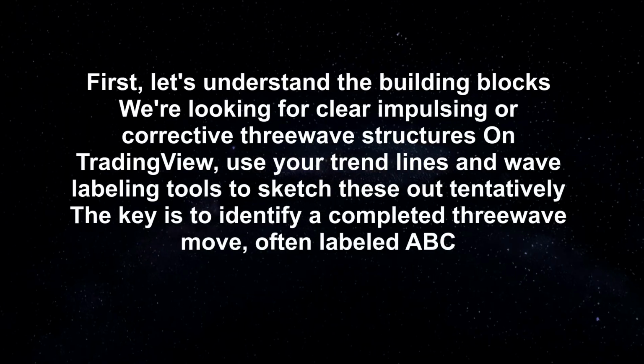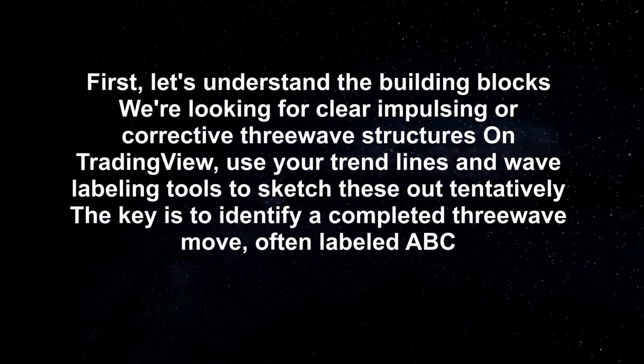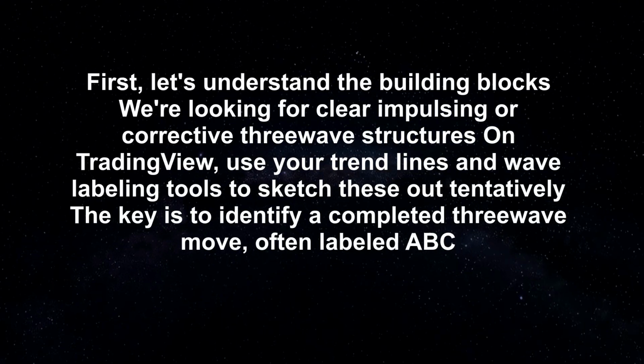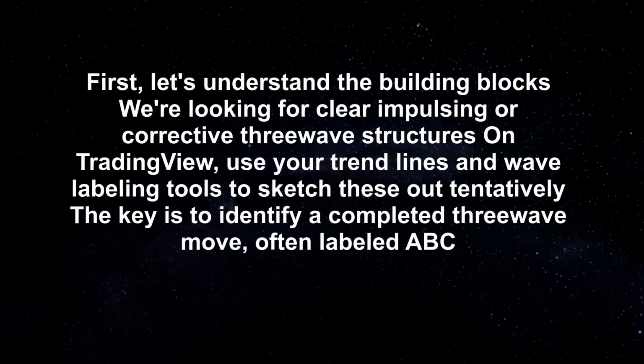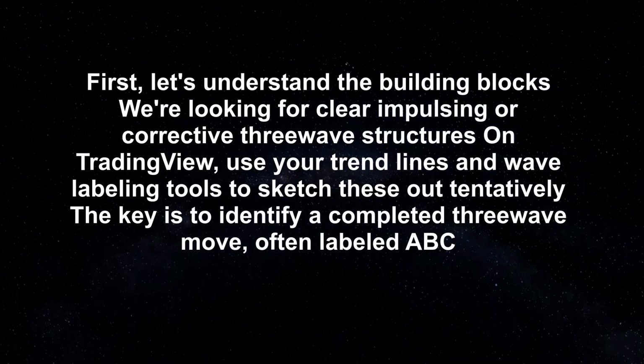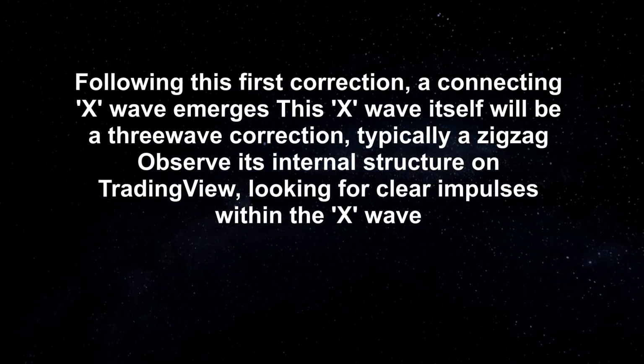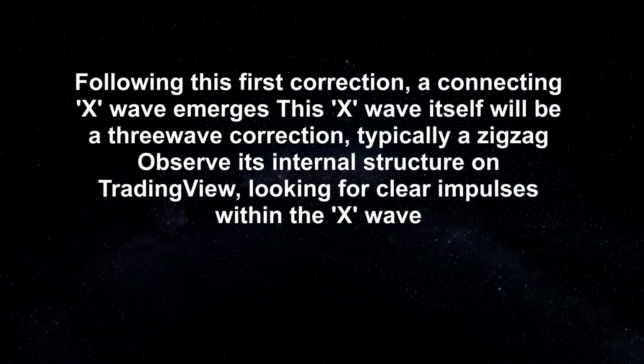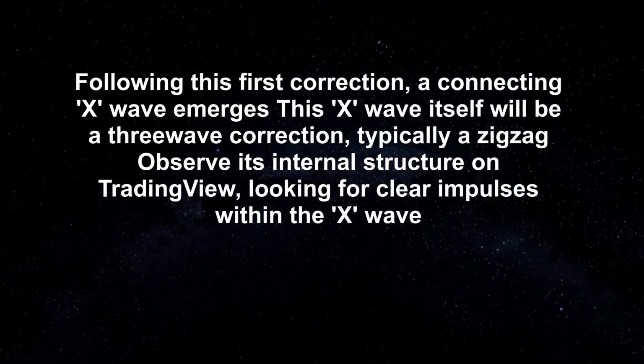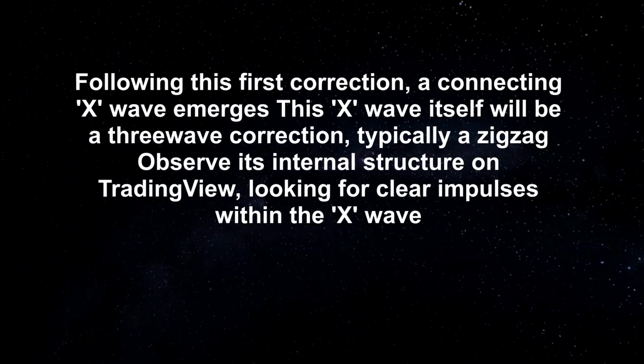Tradingview. Use your trend lines and wave labeling tools to sketch these out tentatively. The key is to identify a completed three-wave move, often labeled ABC. Following this first correction, a connecting X wave emerges. This X wave itself will be a three-wave correction, typically a zigzag.